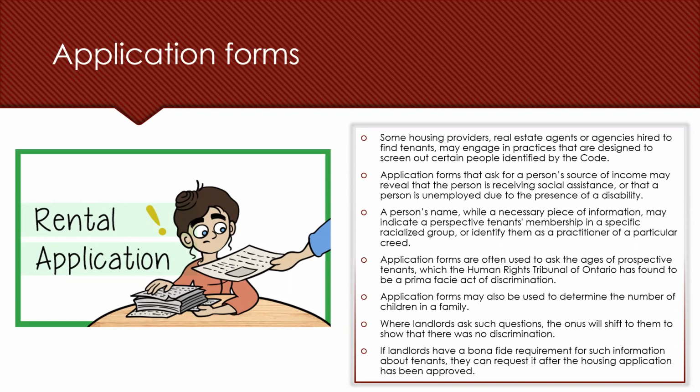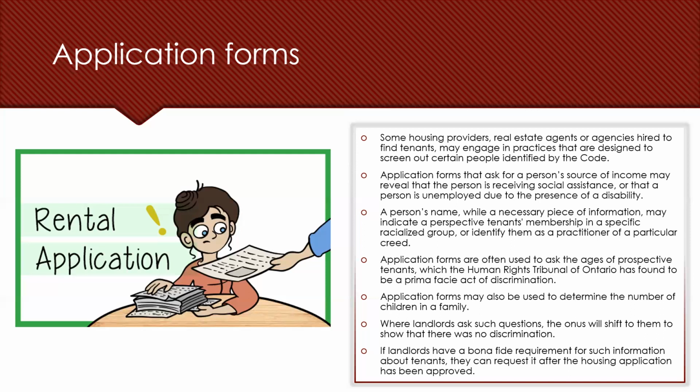A person's name, again, while a necessary piece of information, may indicate that a prospective tenant is a member of a racialized group or a particular creed. Creed, as defined by the Code, includes religion. It is not the only definition of creed, but certainly religion would play into creed. Application forms often ask for the age of potential tenants, which has been found to be a prima facie case of discrimination. Just asking for the age itself can be discriminatory.